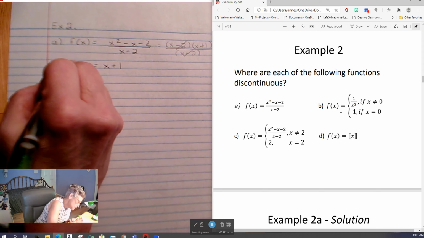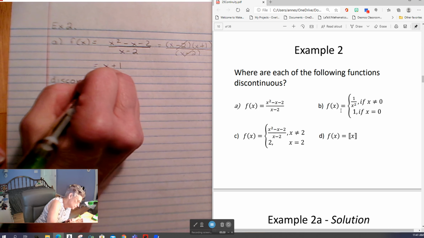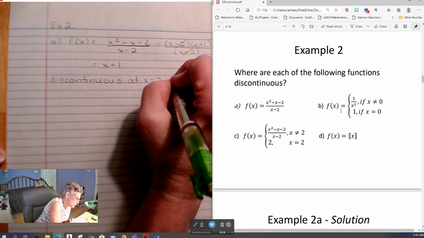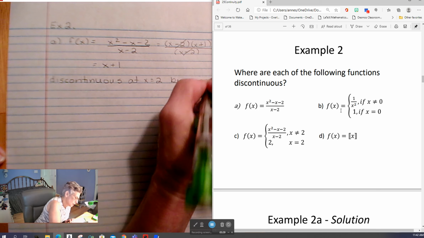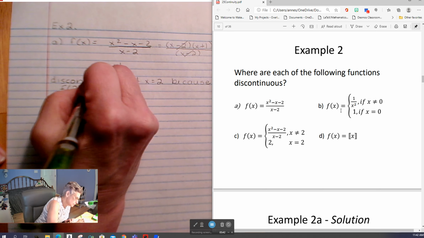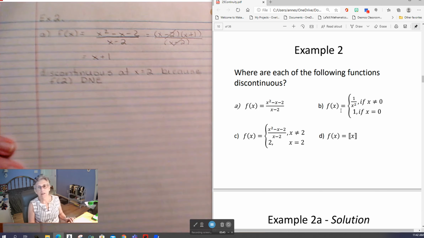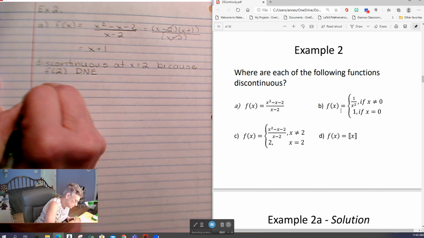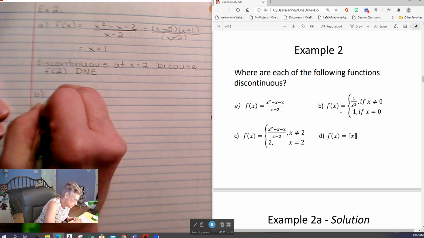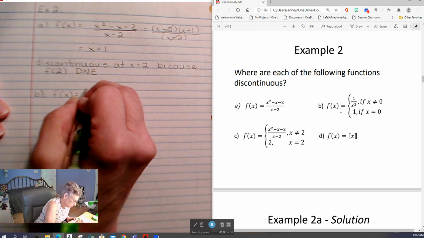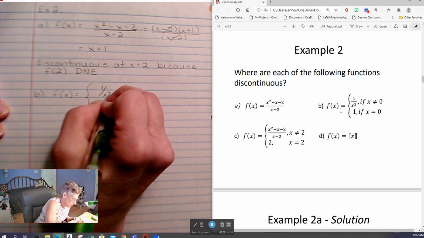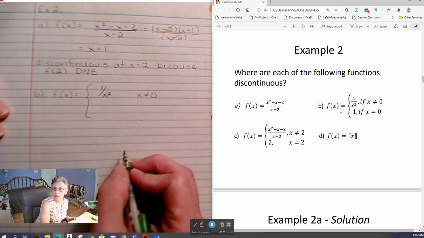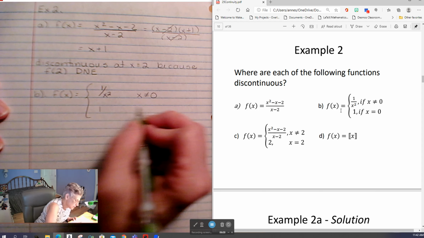So this is discontinuous at x equals 2 because f of 2 does not exist. Let's look at B. We have a piecewise function equal to 1 over x squared, except when x is equal to 0. If x is equal to 0, it's equal to 1.